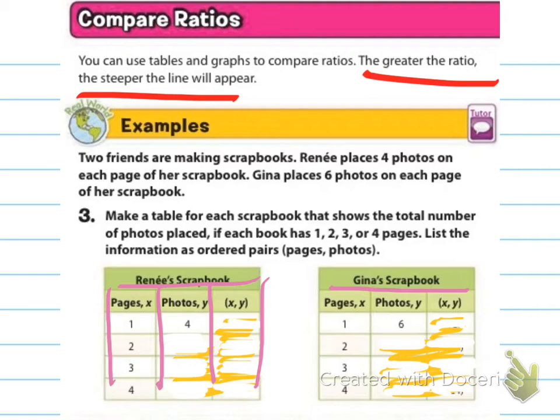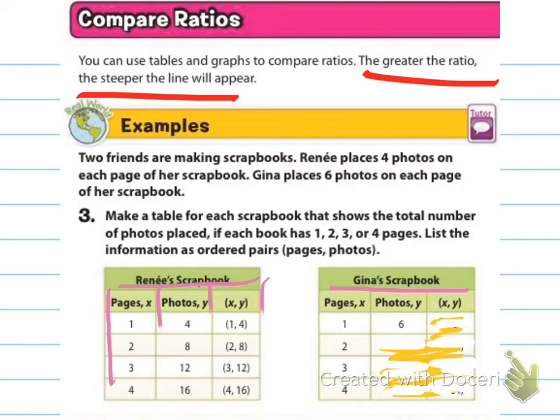So for every 1 page, there's 4 photos on Renee's. And so for the ordered pair, that's going to be 1, 4. If there's 2 pages, how many photos would you have? You would have 8 photos, and then we would make the ordered pair 2, 8. If you have 3 pages, it would be 12, and that would make 3, 12. And 4 pages would be 16, so it would be 4, 16. So that's how we would build up that table.